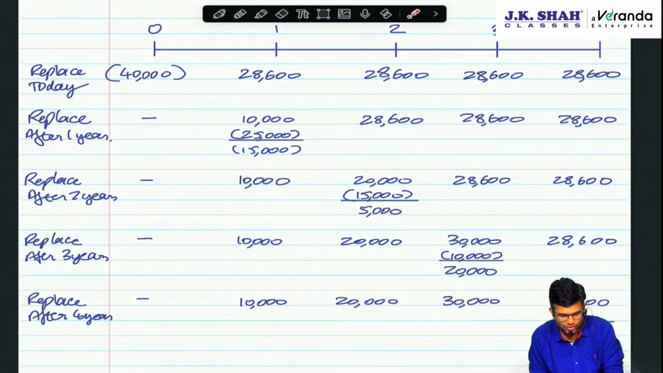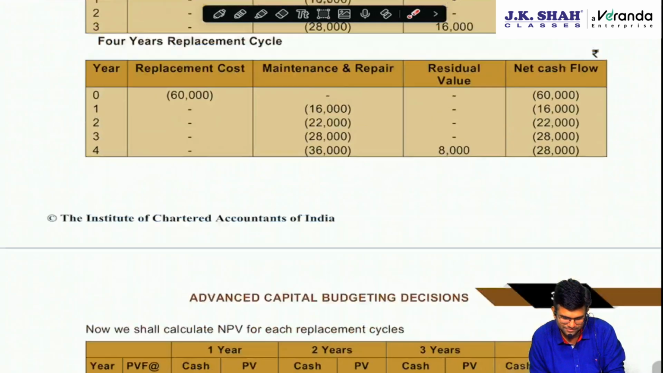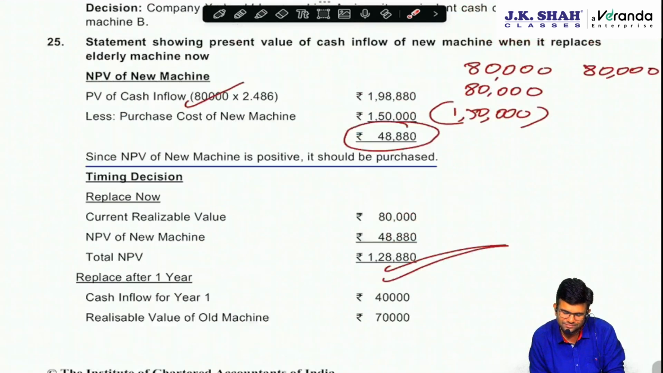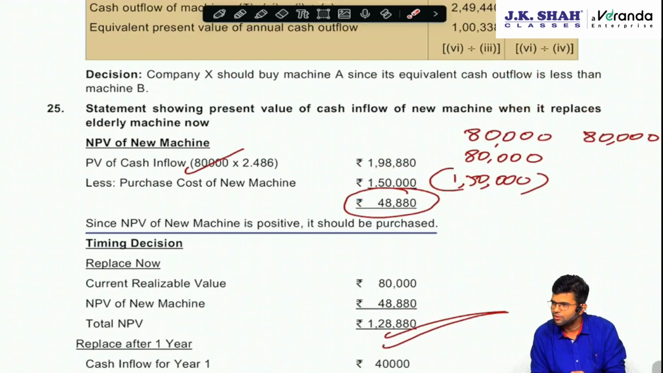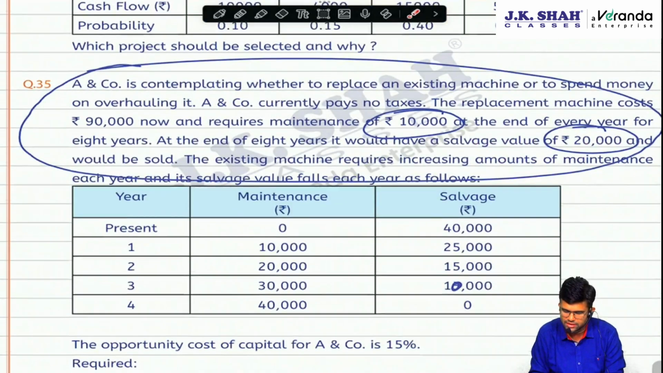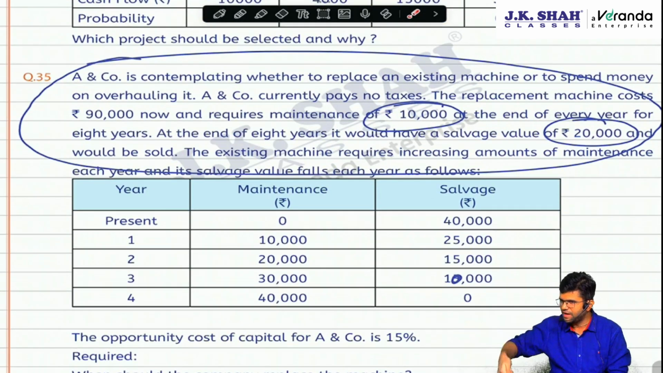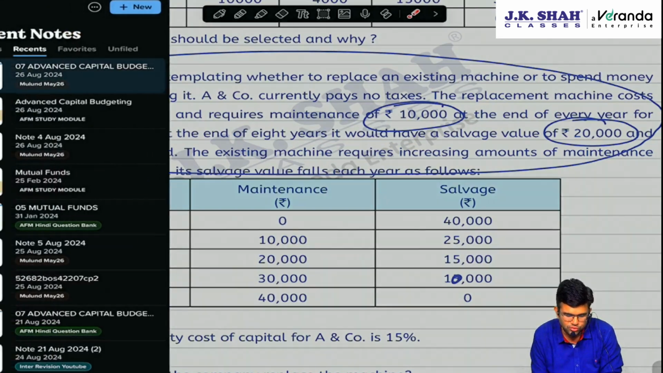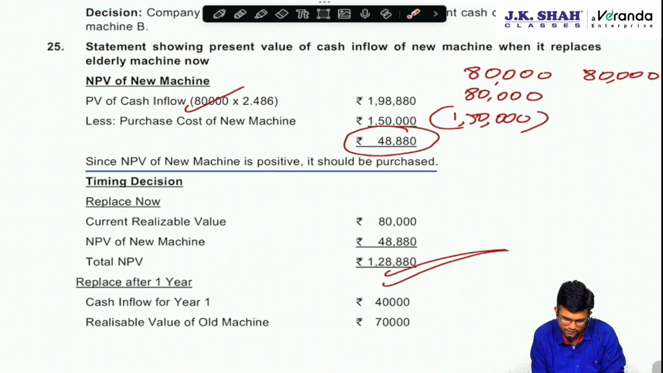Sure. So now I will take you to ICAI. Presentation is different. In RTP May 22, question number 5 of Inter-CA. Inter-CA, RTP May 22, question 5. This question is there. I'm in Final now, but this question came in RTP May 22 Inter-CA. Okay? Everybody clear? So you see the ICAI solution now.